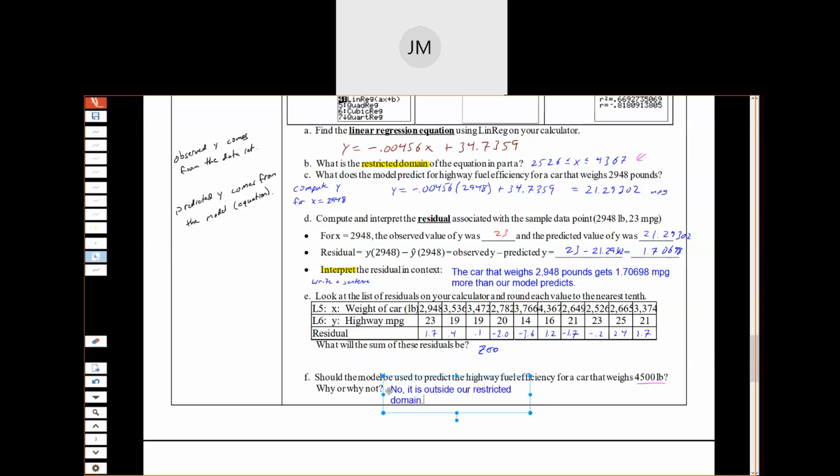Or another way to answer that is you could say, no, this car is heavier than anything in our data that we used to make the model, and so it wouldn't be appropriate to use our model to make a prediction for it. Okay. It's heavier than any of the cars in our sample.